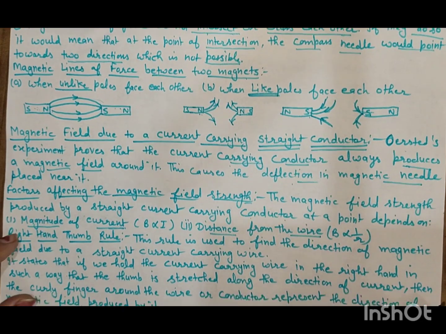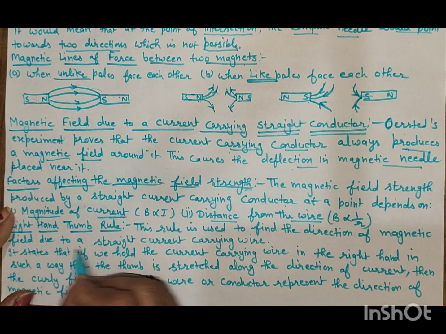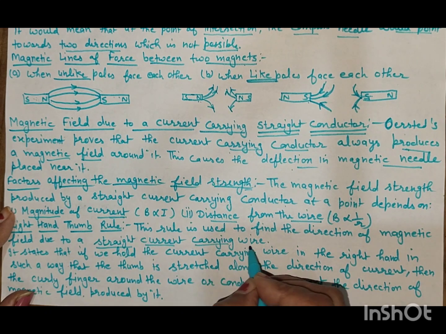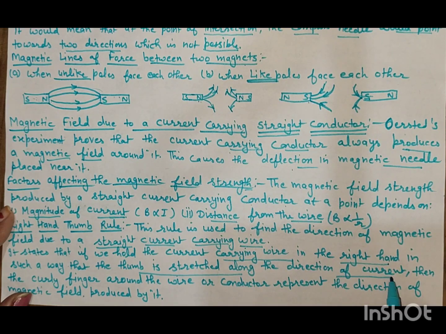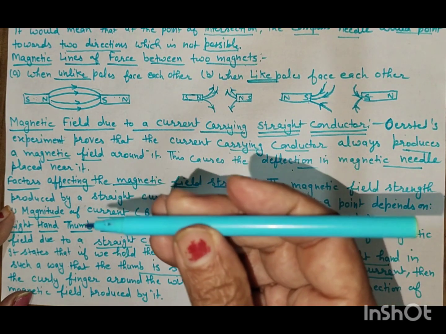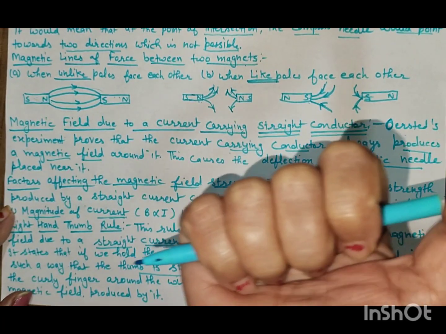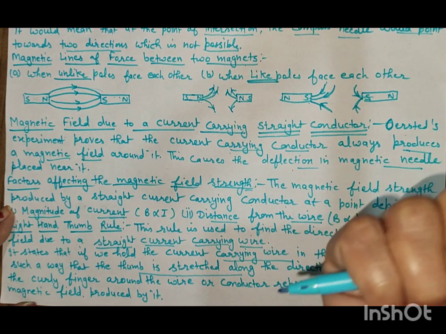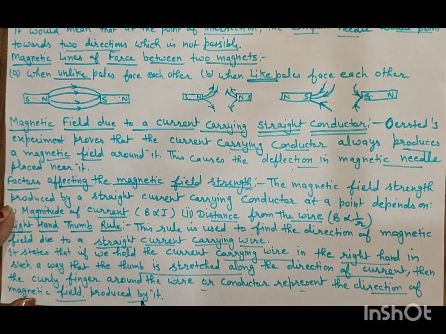Right hand thumb rule. This rule is used to find the direction of the magnetic field due to a straight current carrying wire or conductor. It states that if we hold the current carrying wire in the right hand in such a way that the thumb is stretched along the direction of current, then the curly fingers around the wire represent the direction of the magnetic field and the thumb represents the direction of the current.